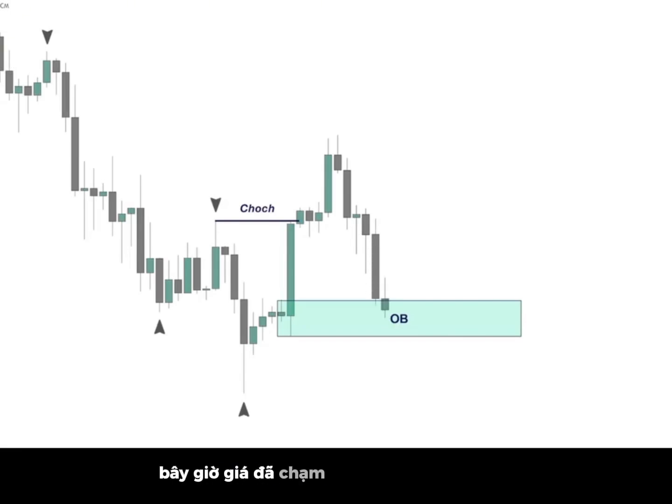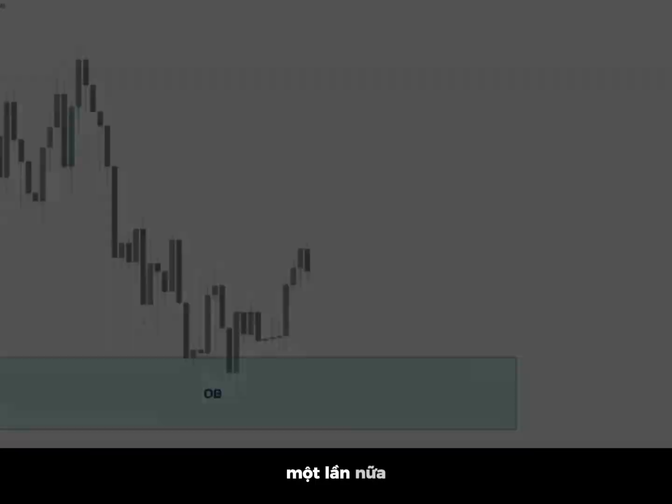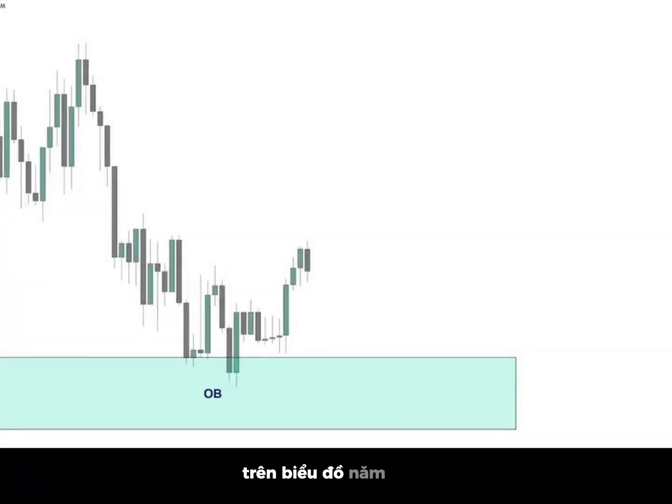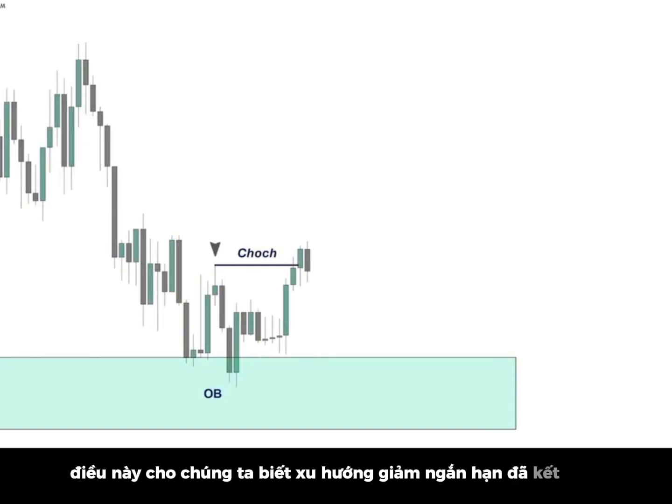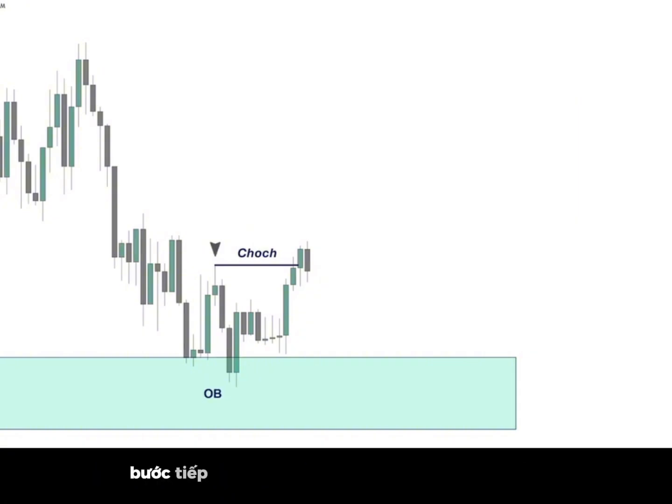Now the price has tapped into this order block, so we zoom into the 5-minute chart once again. On the 5-minute chart, the market has already shown a change of character, which is the reversal signal we were waiting for. This tells us the short-term downtrend is over, and now we can look for long trades with confidence. The next step is to wait for the price to form order blocks and then open long positions.